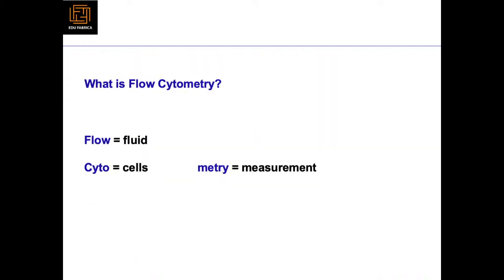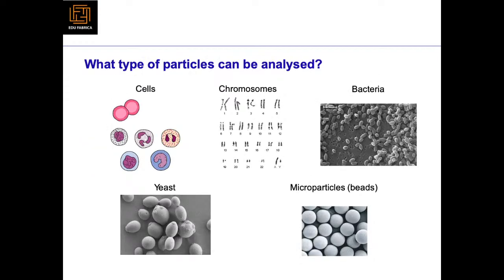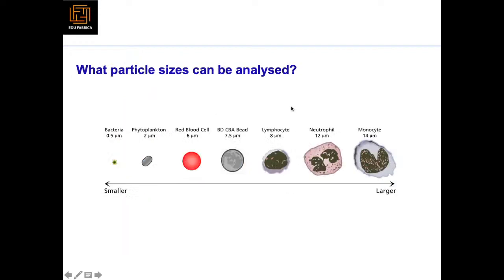So basically, what is flow cytometry? Flow means fluid, cyto means cells, and metry means measurement. So it's fluid cell measurement, like all the fluids that have cells, and we need to measure them. That's flow cytometry. So what types of particles can we analyze? We can analyze various cells, your RBCs, WBCs, various kinds of chromosomes, bacteria, yeast, microparticles. Everything is possible in this.